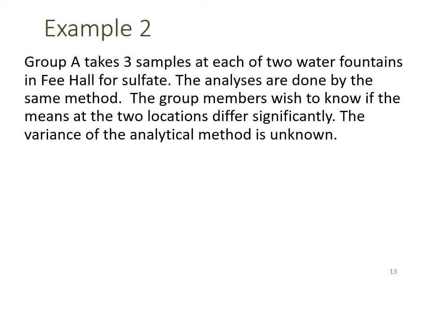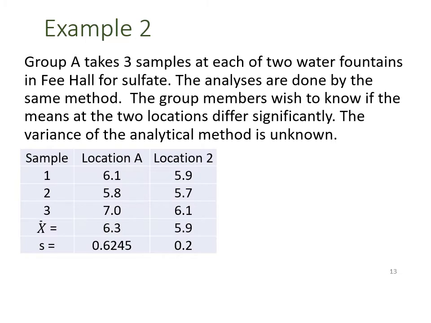Let's look at a second example. In this case, the variance of the analytical method is unknown. Group A takes 3 samples from each of 2 water fountains in Fee Hall, where they're looking to measure sulfate. The analyses are done by the same method. The group members wish to know if the means at the 2 locations differ significantly. And as I mentioned, the variance of the analytical method is unknown. So they record their data. It's presented here. They've calculated the mean and the standard deviation.